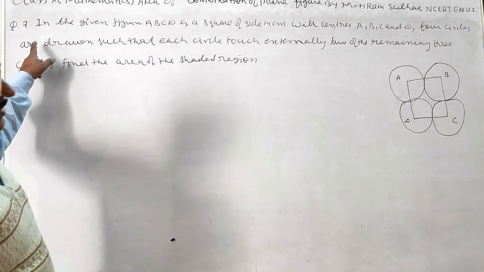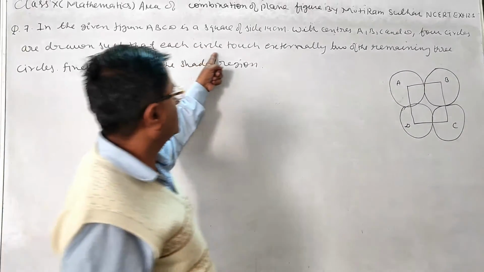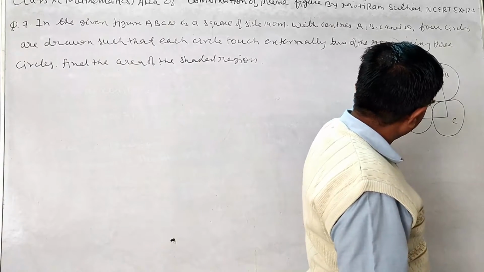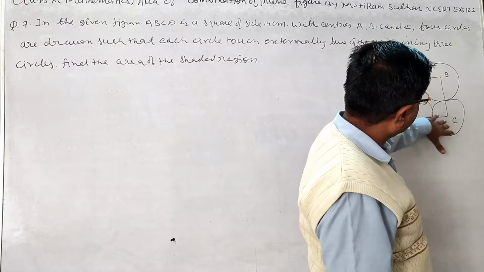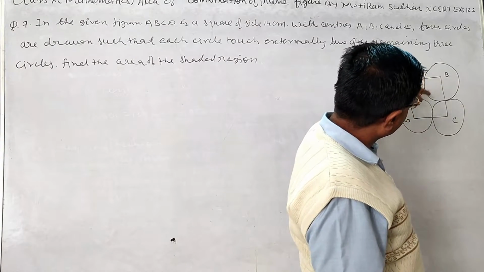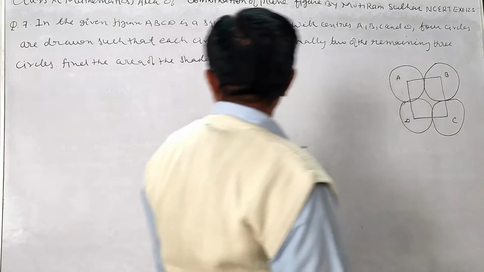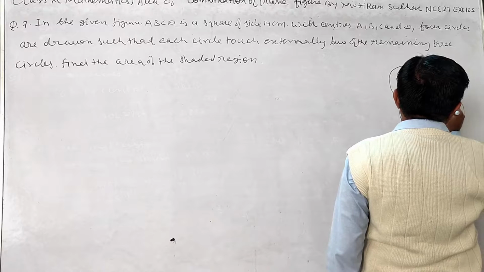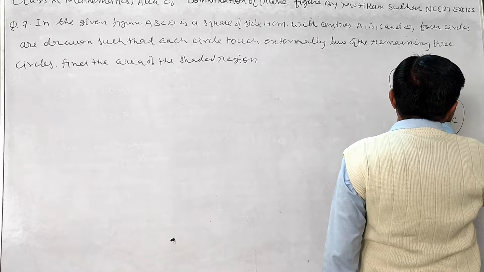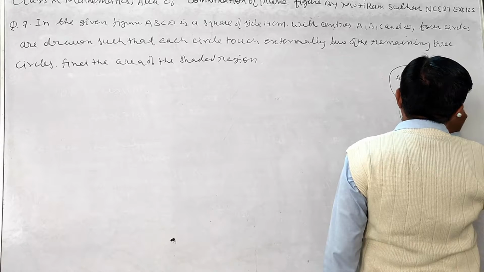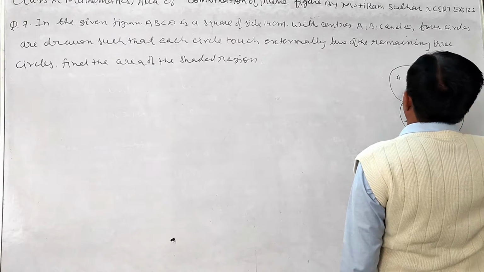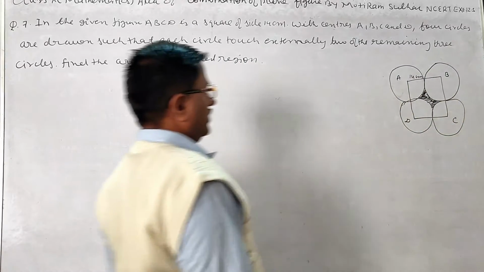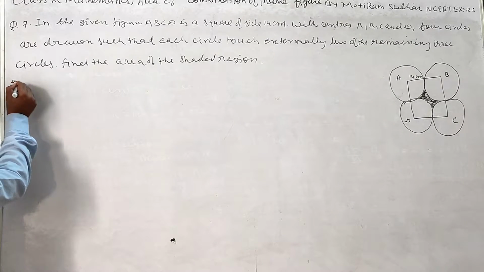With the centers ABCD, 4 circles are drawn such that each circle touches externally 2 of the remaining. Like this circle first, then remaining there are 3. So out of 3, this circle touches 2 remaining circles. Then find the area of the shaded region. Means you have to find this area. And side of this square is given as 14 centimeter. Clear?